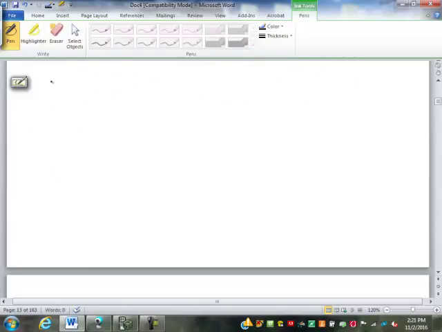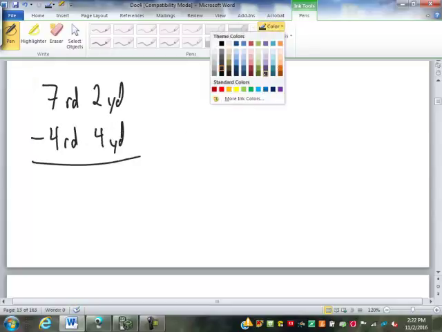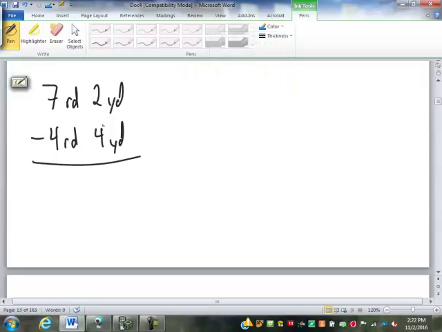So you might have 7 rods, 2 yards minus 4 rods, 4 yards. We go to subtract. We're going to have to borrow. You can't take away 4 yards from 2 yards.